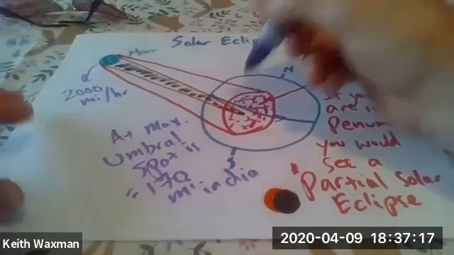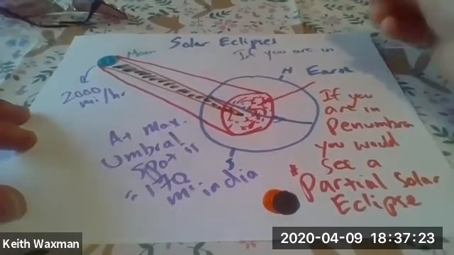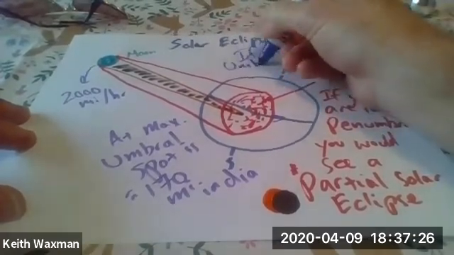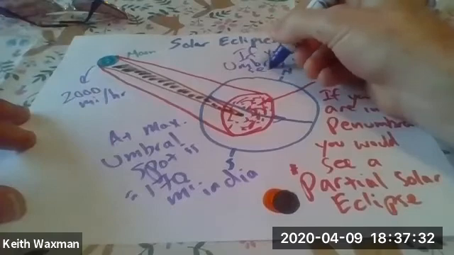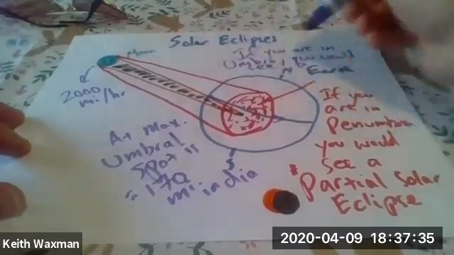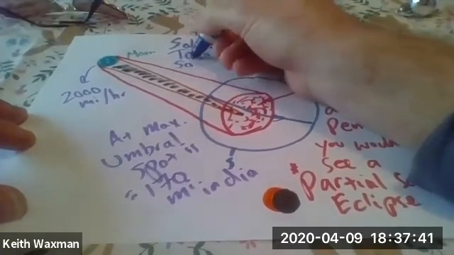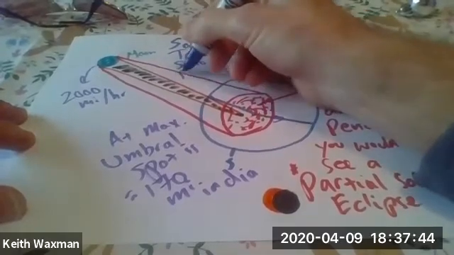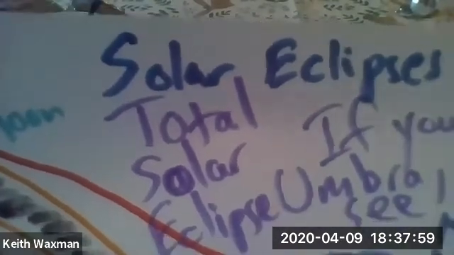So, under the best conditions, I'm going to write this down. If you are in the umbra, you would see a total solar eclipse. I got some spaces, I'm going to move over here. Look, if you're in the umbra, you would see a total solar eclipse. And I'm not going to even try to draw one.